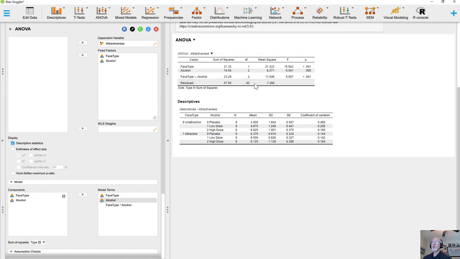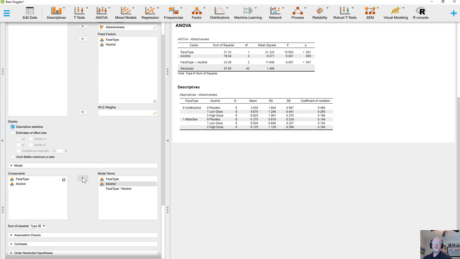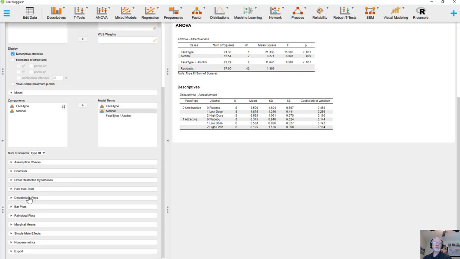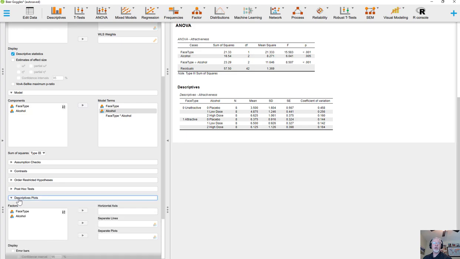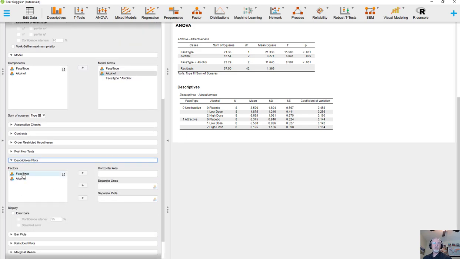So we want to interpret the results. We want to do two things to interpret the results. Importantly, since we have an interaction effect, we want our descriptive plots. So go to your descriptive plots. There's two ways of analyzing this.